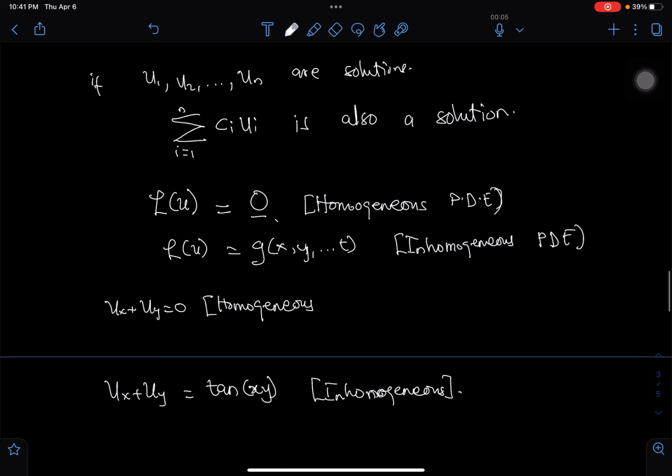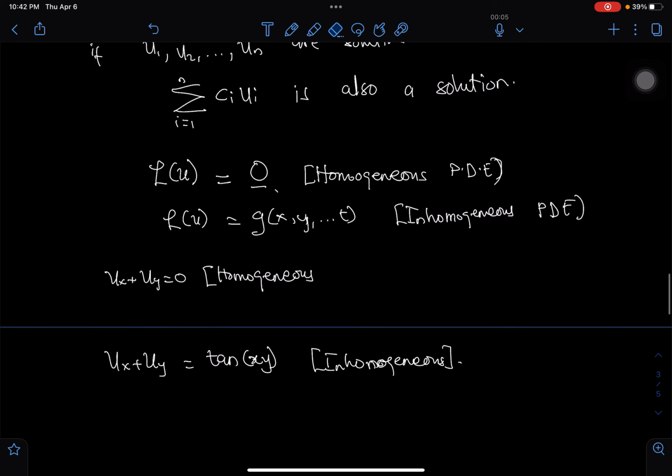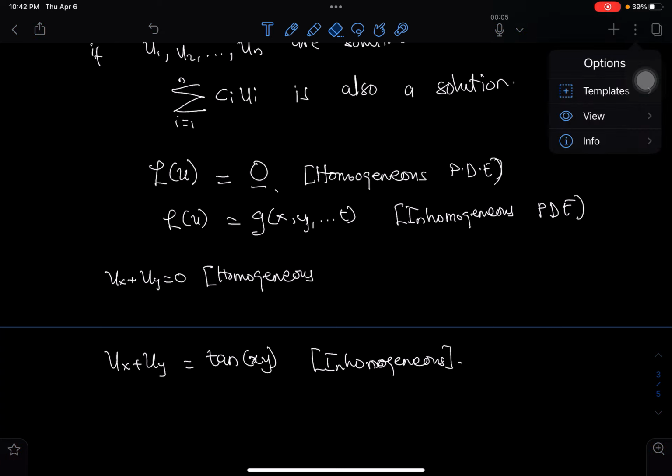So in the next video, we're going to talk about first order linear equations specifically and try to solve them. We're going to see how to solve partial differential equations. Now we know a lot about these partial differential equations, now we want to know how to solve them, and we're going to do that in the next video. See ya.